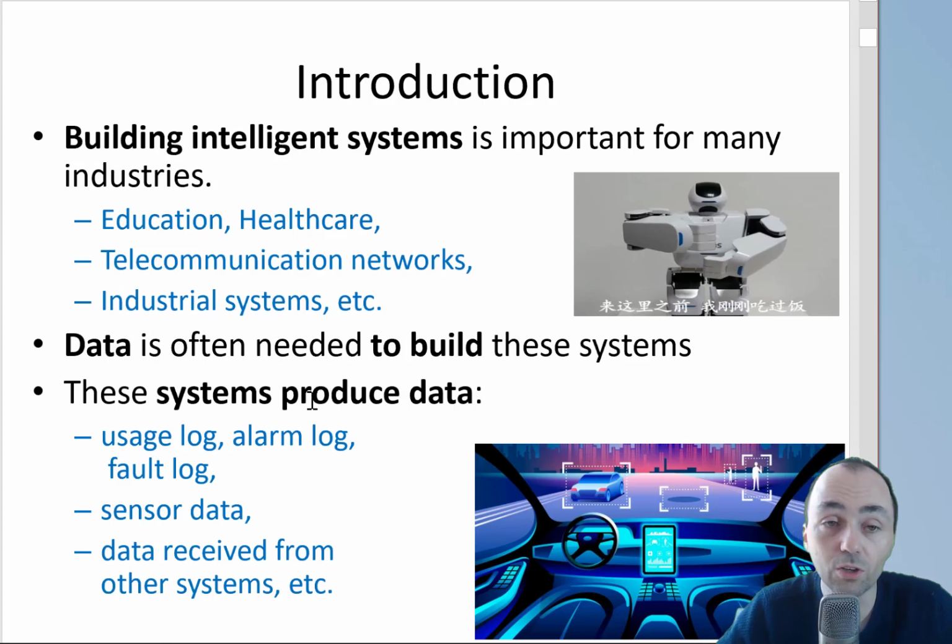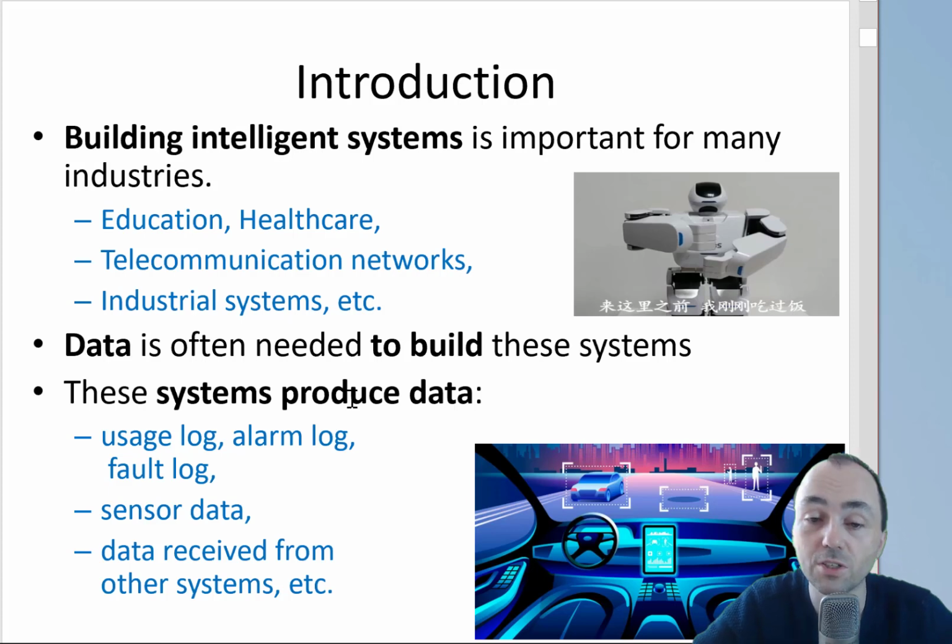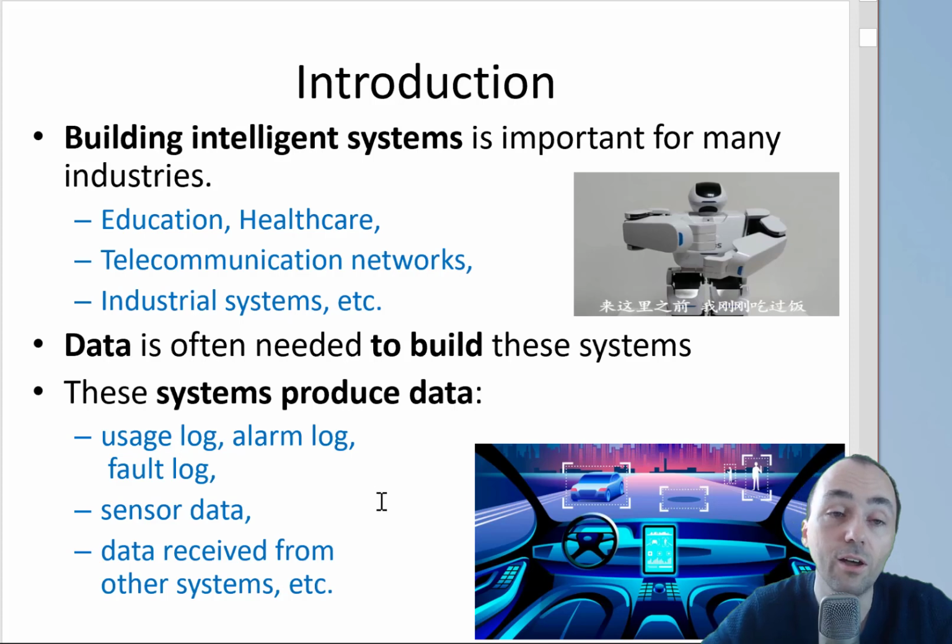And also, not only this, but all these intelligent systems will produce a lot of data. It could be the data about the usage, how the people use the system, the log of the system, like errors, alarms, and so on, or the sensor data, the data received between different systems that interact with each other, and so on. Okay, so data is always very important.